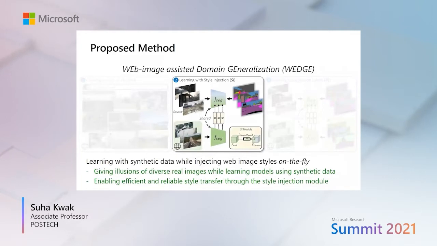In the second step, WEDGE trains a segmentation model with synthetic data and their ground truth labels, while injecting styles of the web images on the fly. To be specific, we replace neural styles of intermediate convolutional feature maps of synthetic training images with those of web images during feed-forward propagation of the synthetic images. This gives illusions of diverse real images while learning segmentation models using synthetic data. Also, for reliable, efficient, and on-the-fly style transfer, we introduce a style injection algorithm.